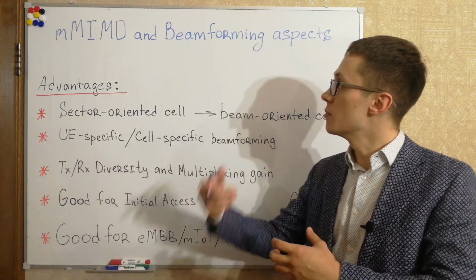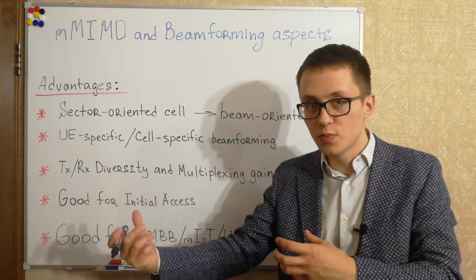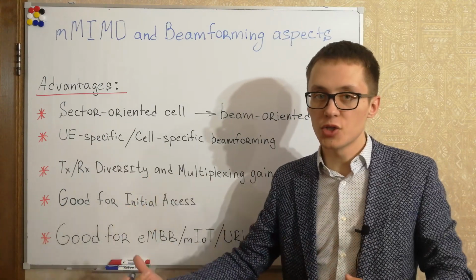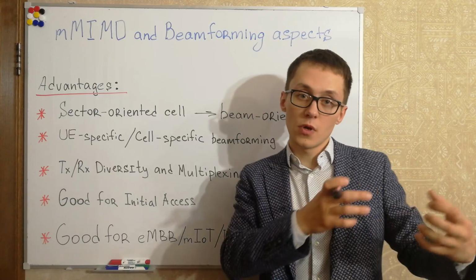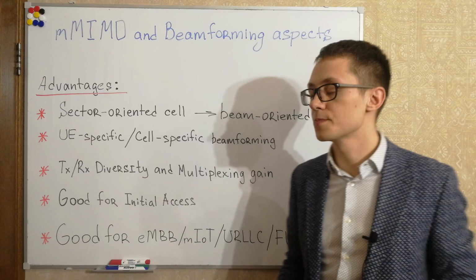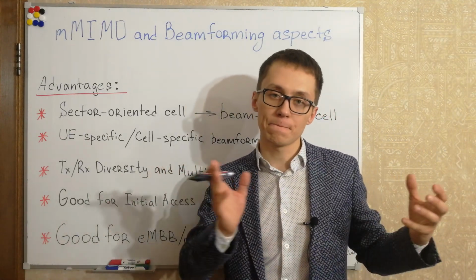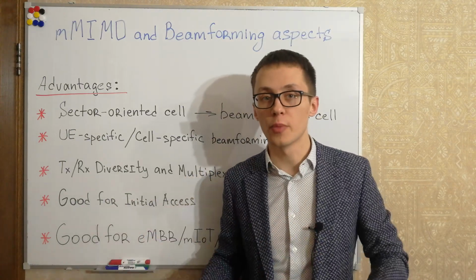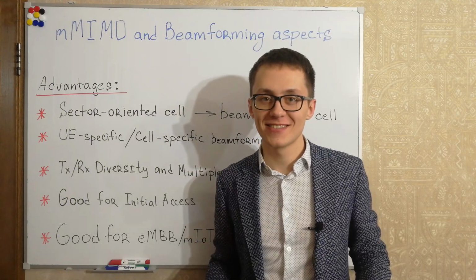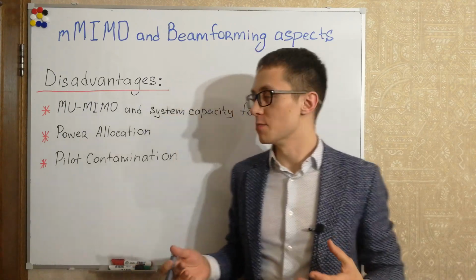So in this case, beamforming is used as a kind of radio transport, as a kind of microwave transport for next base stations, for example, from macro base station to micro cell. So these were the advantages of massive MIMO and beamforming techniques. Now let's look at disadvantages. Okay, now let's talk about disadvantages of such a system.